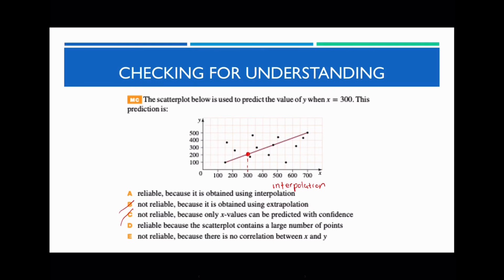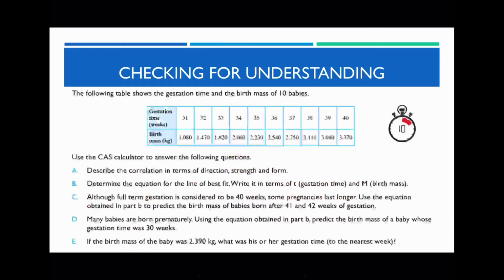It's also not reliable for part C, so we can eliminate that. D says it is reliable because the scatter plot contains a large number of points. Now that's not true at all, because the number of points has no correlation to the accuracy of the estimation. So D is also incorrect. E is therefore incorrect, so the best answer in this case is actually option A.